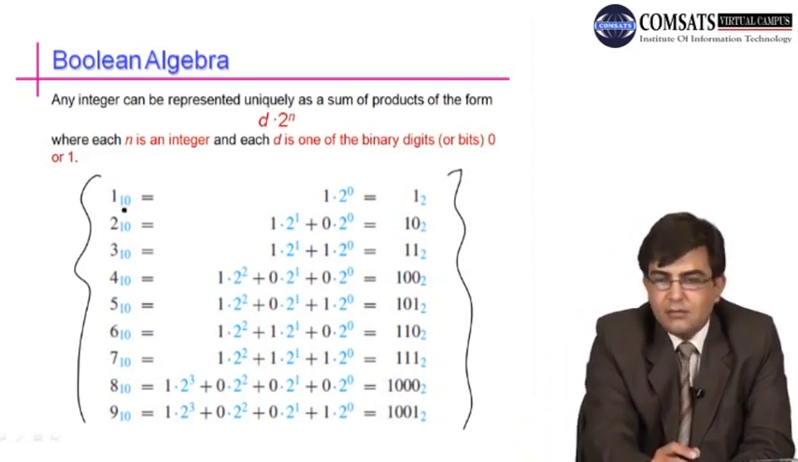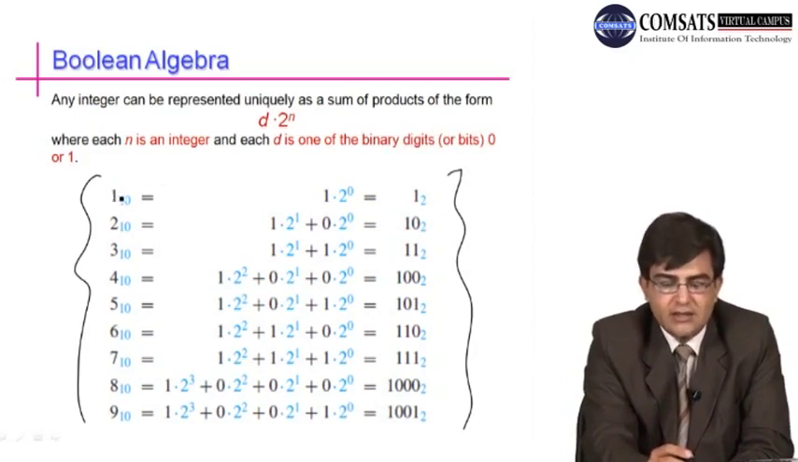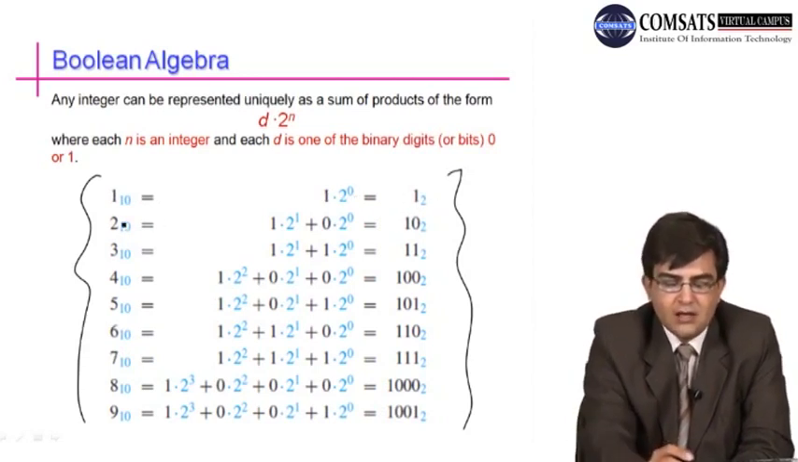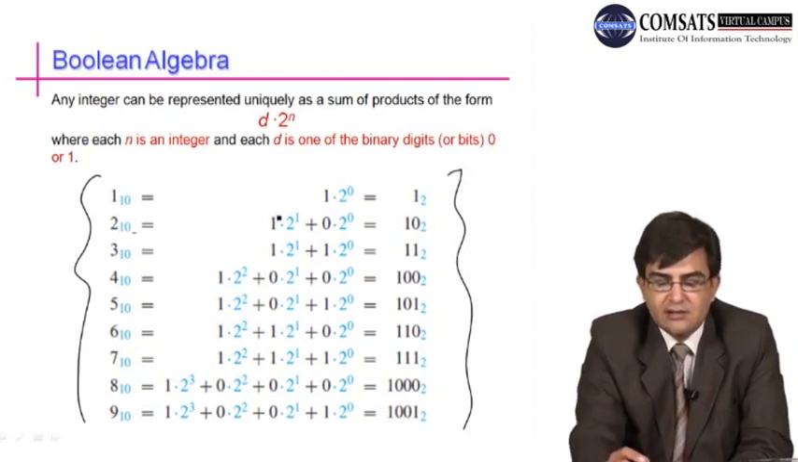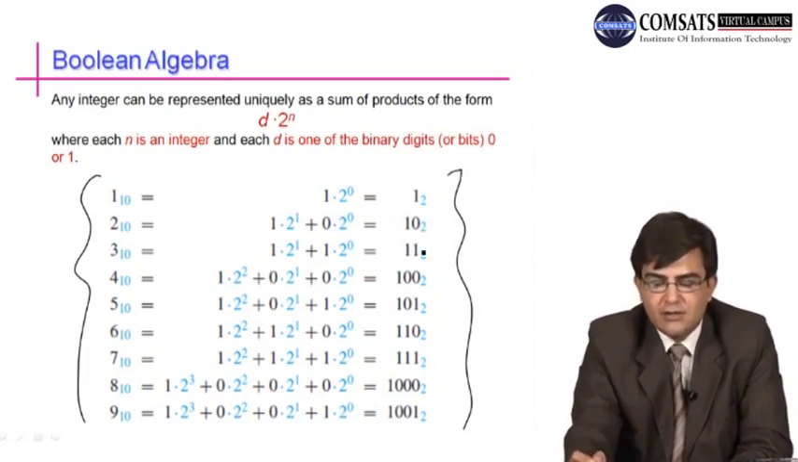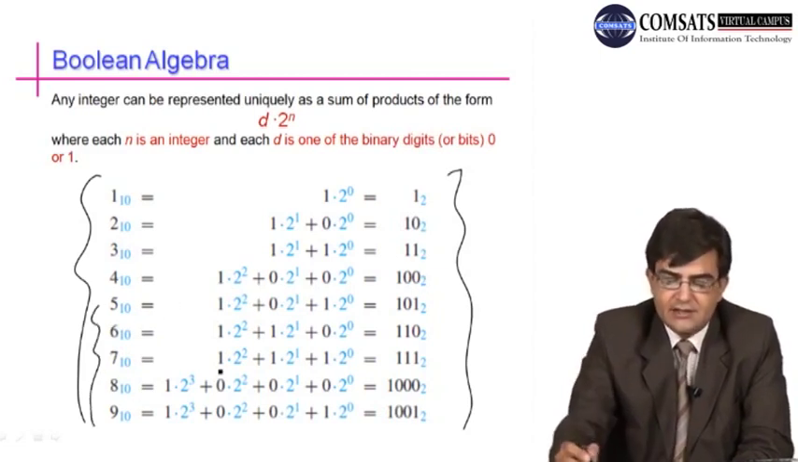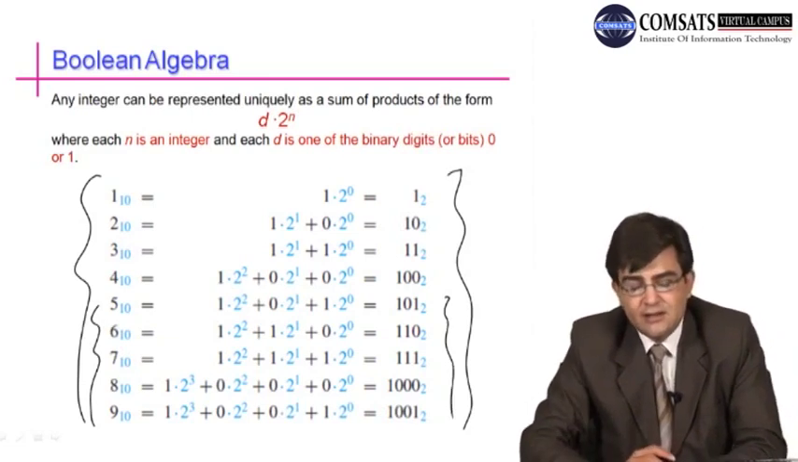1 base 10, the decimal representation of 1, is 1. This is 1 into 2 power 0, which is 1 base 2. 2 base 10 is equivalent to 1 into 2 power 1 plus 0 into 2 power 0, which is 1 0. Similarly, 3 base 10 is equivalent to 1 1 base 2. 4 base 10 is 1 0 0 base 2. And similarly, you can see the binary representation of the other integers given here.